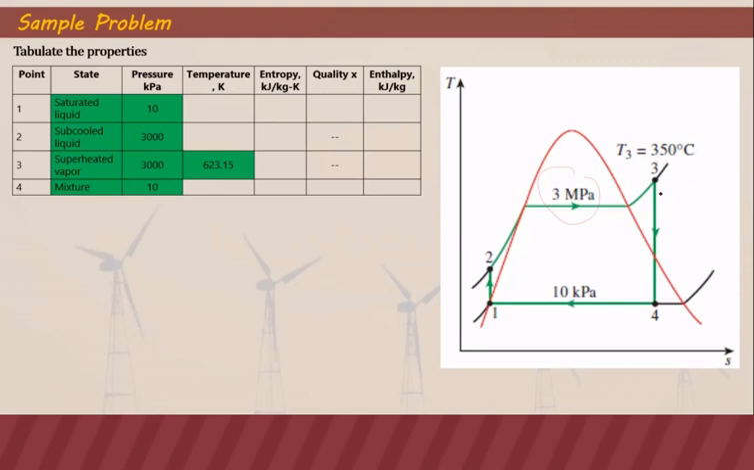And finally, point 4 at the outlet of the turbine. The state is now a mixture. As you can see, it falls in the mixture region. That is a mixture, and then the pressure is the same as the pressure at point 1, and that is 10 kilopascal. We are going to use all of these known values for us to get the unknown values.